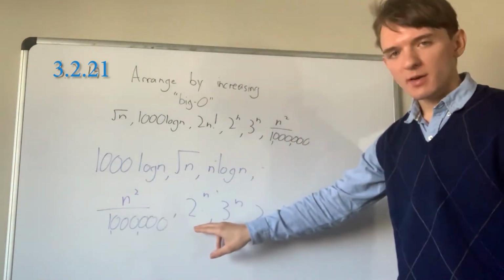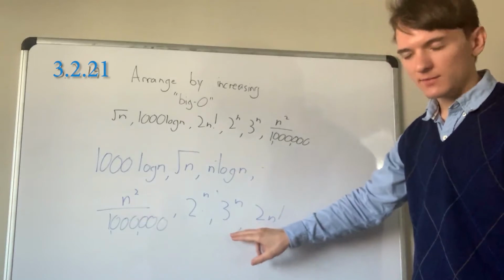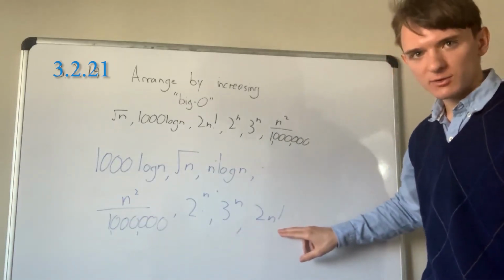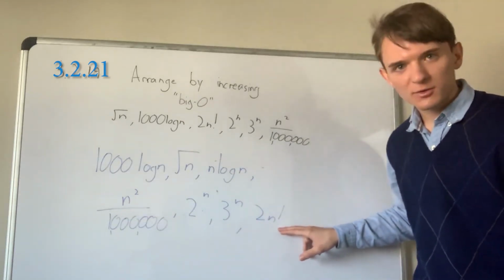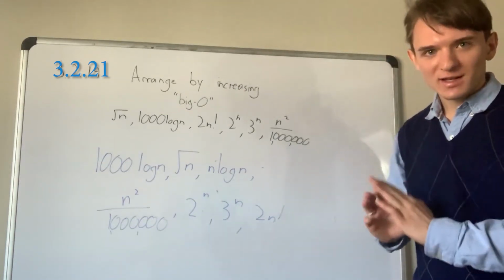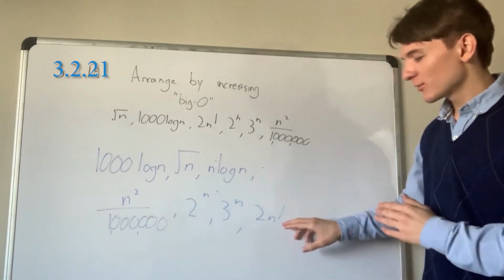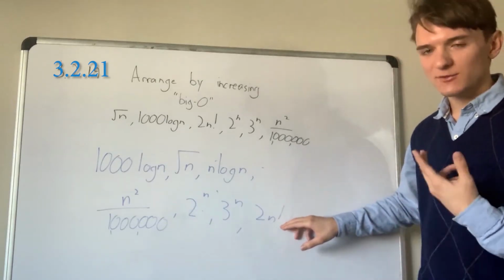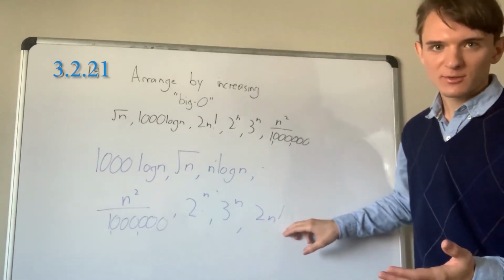Next, 2 to the power of n, 3 to the power of n, and 2 times n factorial. Anything factorial is basically the worst or terrible running time of a function, and if you ever wrote an algorithm which was n factorial, I'd probably fire you.